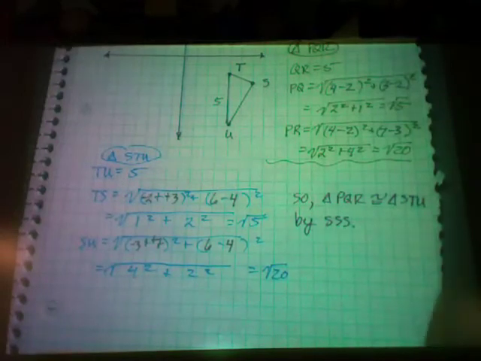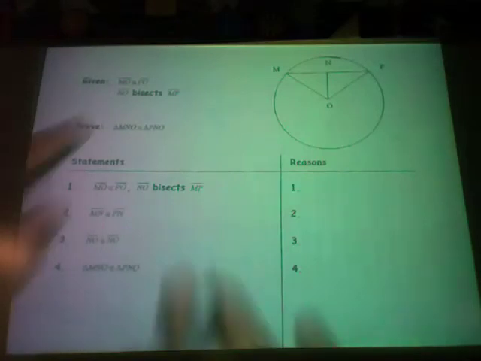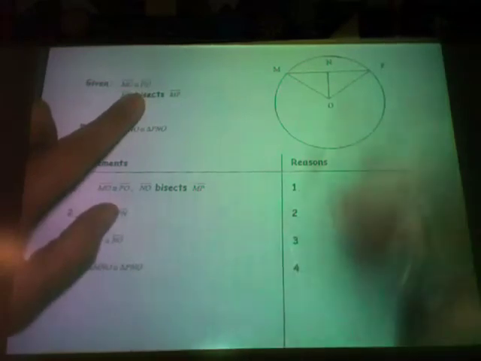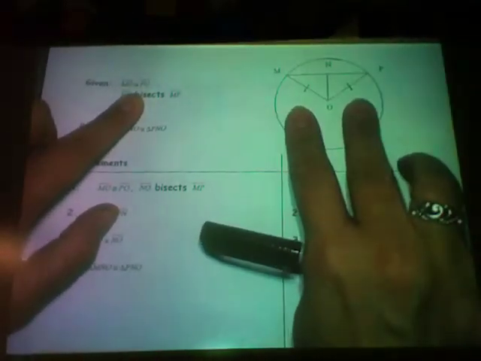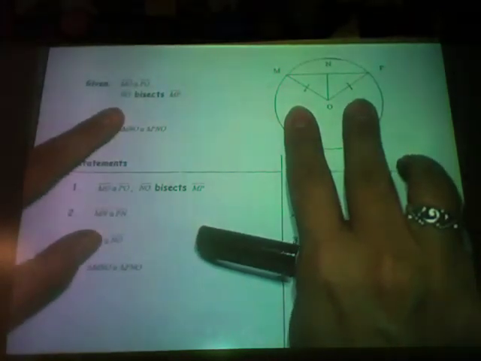Okay? All right. Last thing we're going to do is the proof on the back of your paper. So look at the very back. Let's talk about the proof progression. It's really important to map out your proof first. Look at what's been given to you. Haven't you been given that MO is congruent to PO? So if I were you, I would put tick marks for MO and PO, right? Then you're told that NO, here's NO, bisects MP.